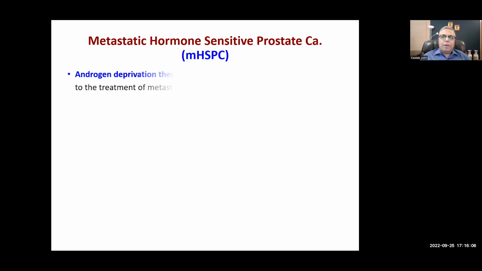Okay. Now, next is metastatic hormone sensitive. Now it is hormone sensitive. It depends upon testosterone. The cell division is dependent upon testosterone. If the testosterone is available, the cancer cells will divide. That is what we mean by hormone sensitive. So what do we do? We give androgen deprivation therapy, which means we suppress the level of testosterone.